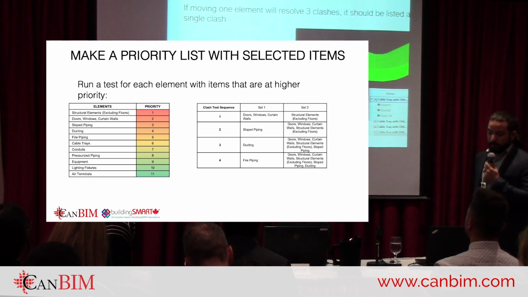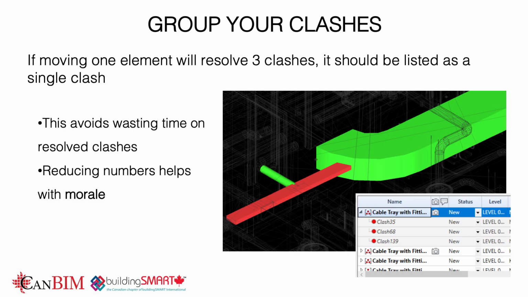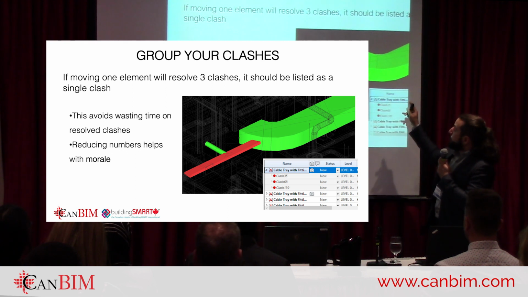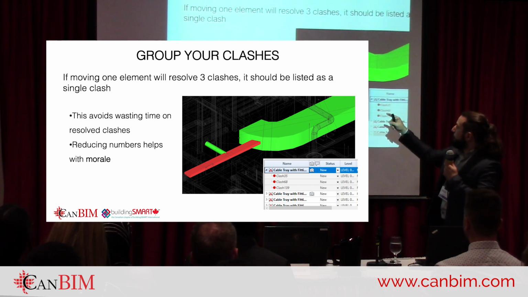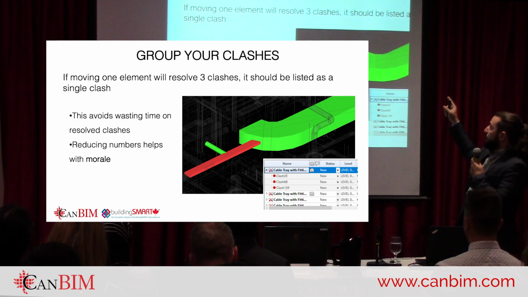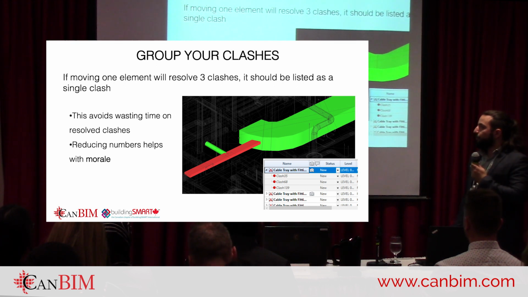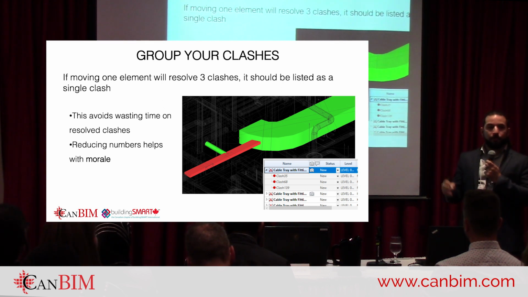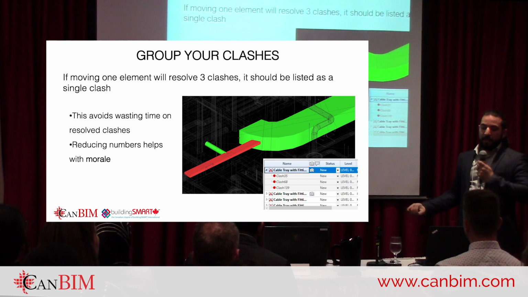Once you find those clashes, I think it's very important to group them. That's a step sometimes missed. In this instance, if I move this cable tray, it's going to resolve 3 clashes. It's clashing with a pipe, a duct fitting, and the duct. When the electrical engineer moves this cable tray, my problem will be solved, so I don't need to issue this as 3 separate clashes.